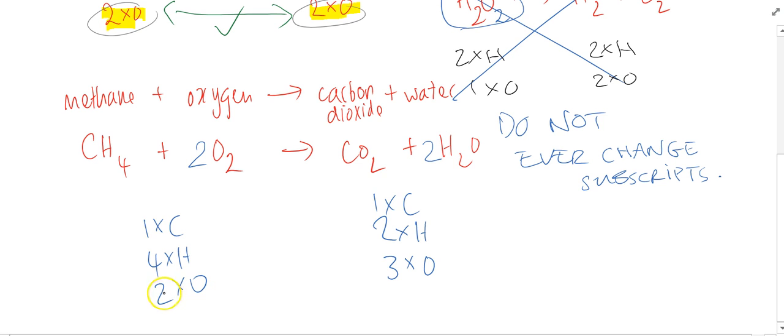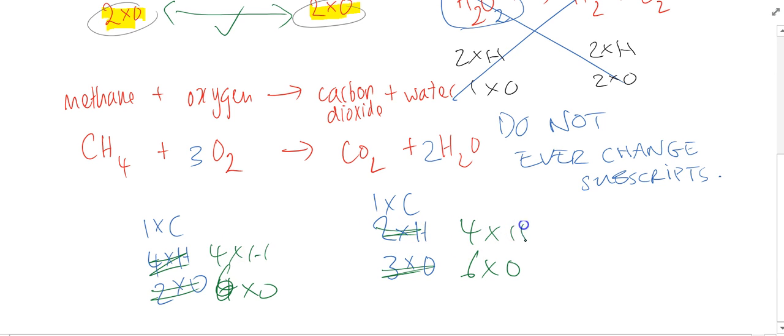So after changing that, we should have 4 oxygens here. No, that can't be right. Oops, that should be a 3. So we should have 6 oxygens here, and we've got 6 oxygens here. We still have 4 hydrogens here, and we have 4 hydrogens here, and 1 carbon on both sides. And this is a balanced equation, okay? We have the same number of atoms going in, and then they rearrange themselves, and we get the same number of atoms coming out, rearranged.